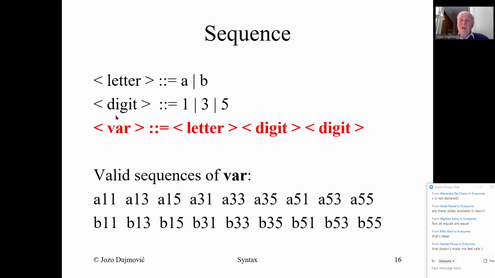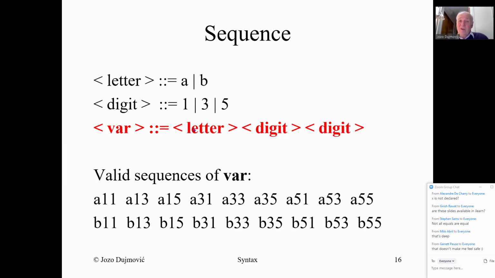And now we define another object called variable. Variable is called var here. So variable is defined as letter followed by digit, followed by digit. If I have here letter and then digit after that and digit after that, then these are three objects that are concatenated, written one after the other. So first comes letter, then digit, then digit.